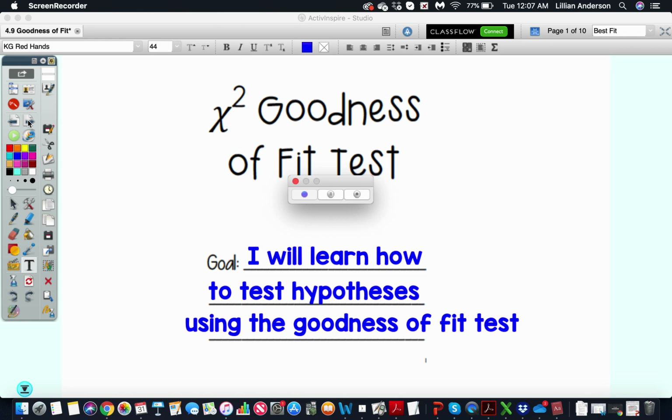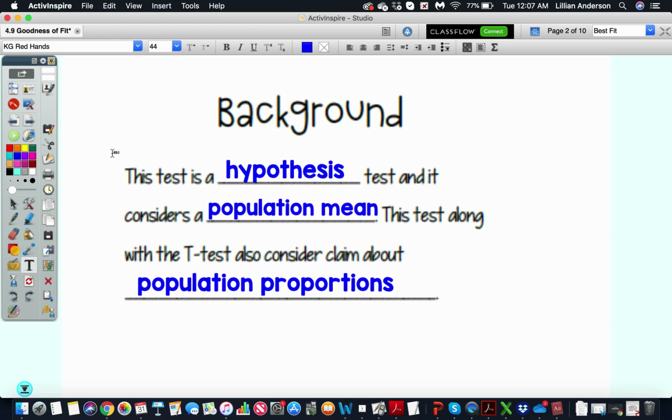So, to give you a little bit of background, this test, the goodness of fit test, is a hypothesis test, and it considers a population mean. Okay, very similar to a t-test, which you'll learn next week. These are hypothesis tests, and they are considering a population mean. It is about making claims about population proportions.